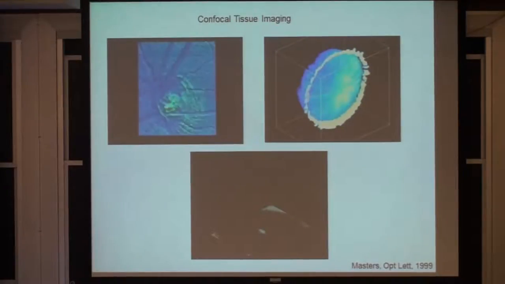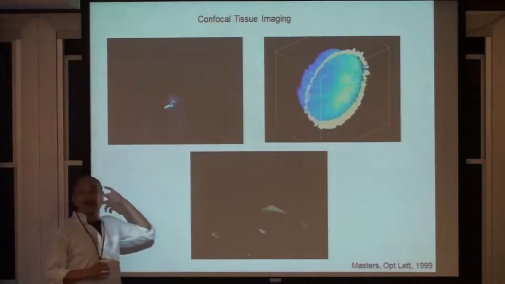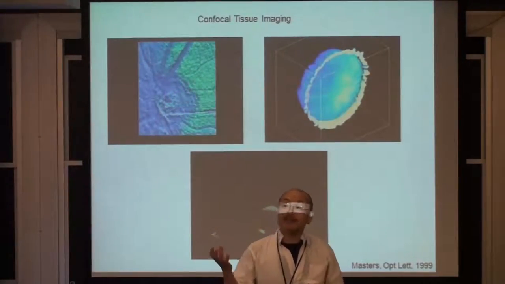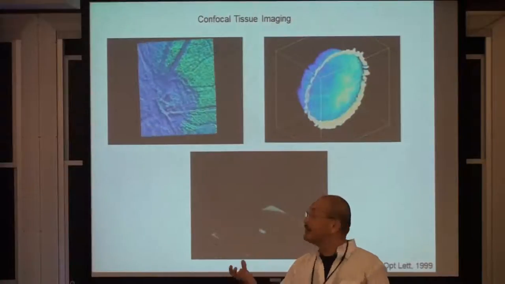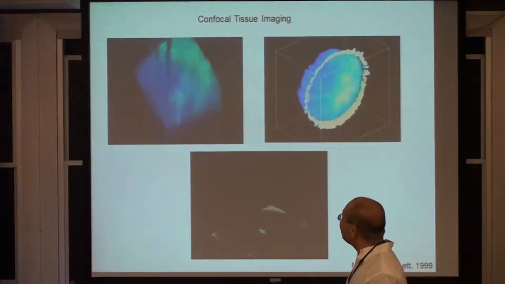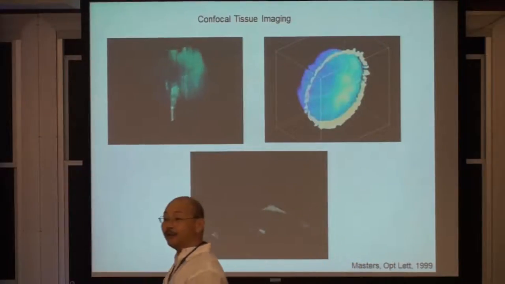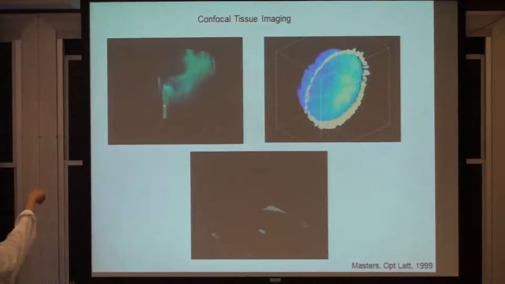So this is some data from my friend, Dr. Barry Masters, using a confocal microscope to image the back of the eye, looking at the back of the optical nerve. The eye, unlike the skin, is much more transparent. As you can see, pretty good images at the back of the eye of the optical nerve. And then you can actually see the nerve coming down.